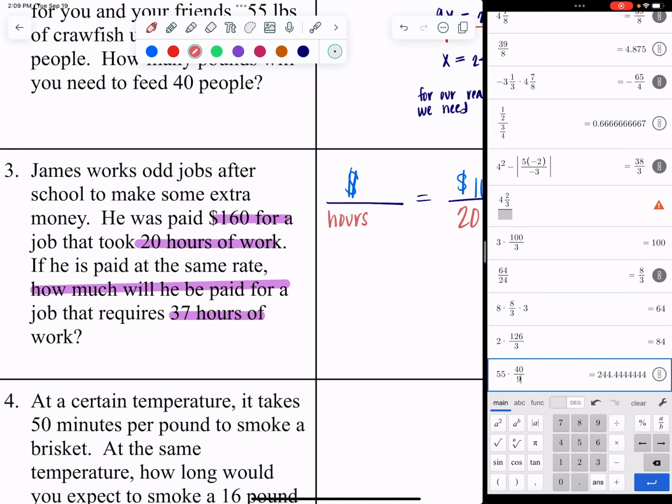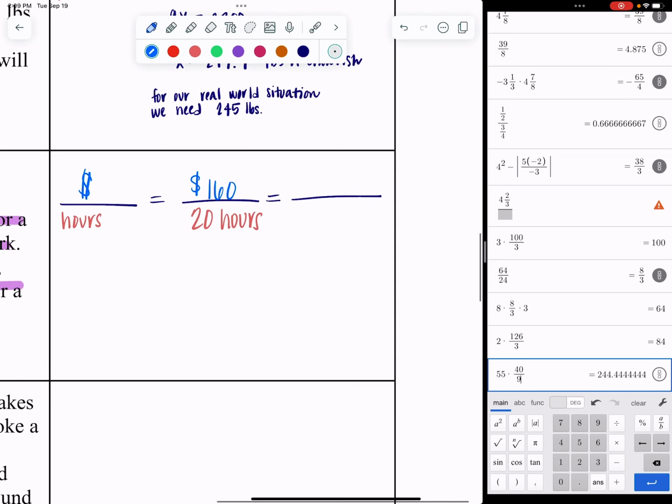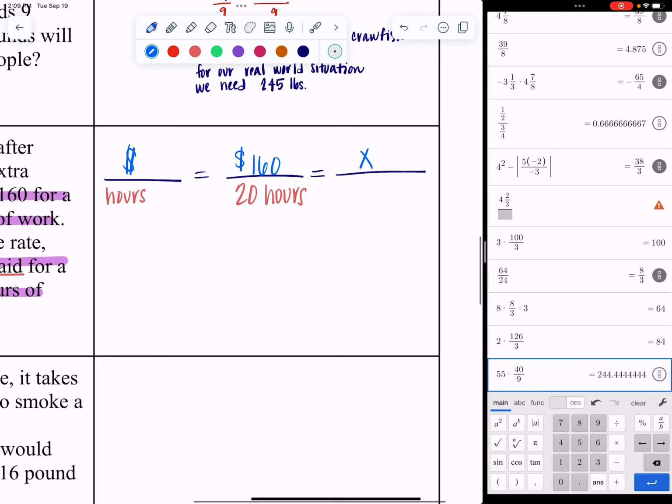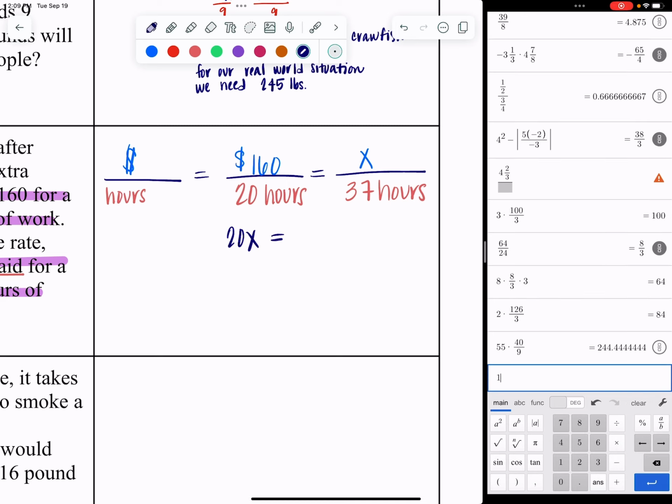How much will he be paid? So they're asking me how much money he's going to get. That tells me I need an X with the dollars for 37 hours of work. So I need to put 37 in the denominator with the rest of the hours. Cross multiply like we've been doing. I'm going to get 160 times 37.